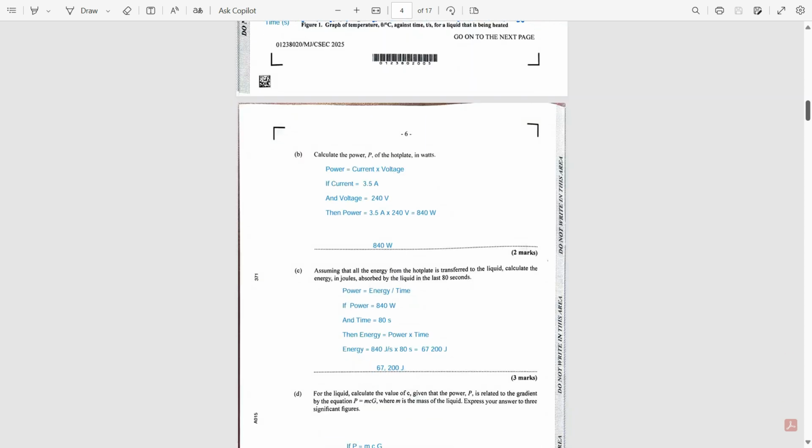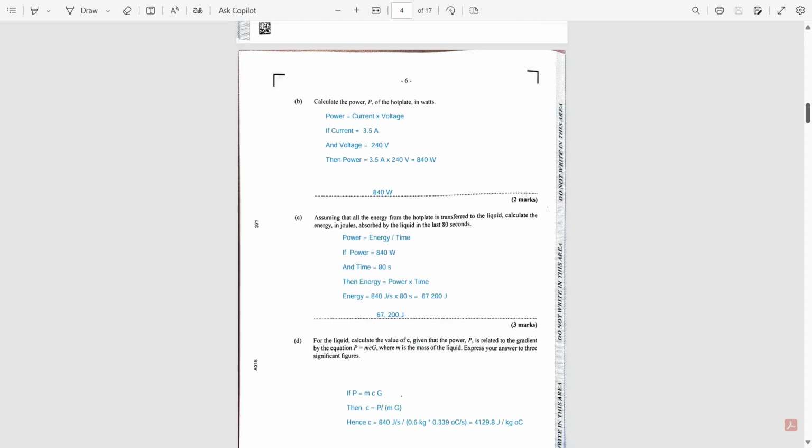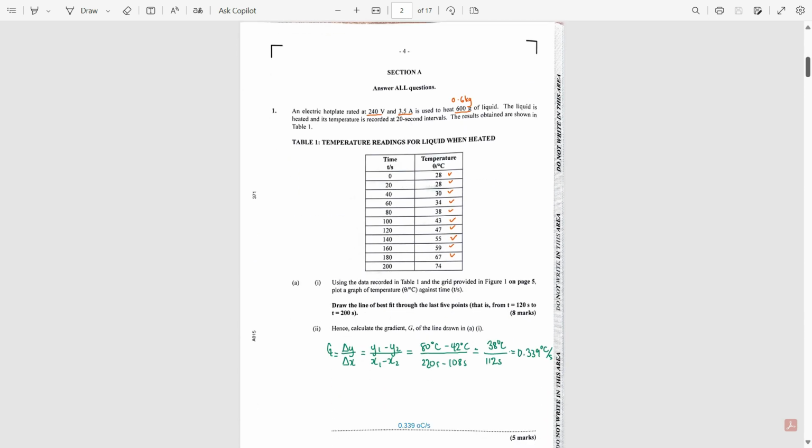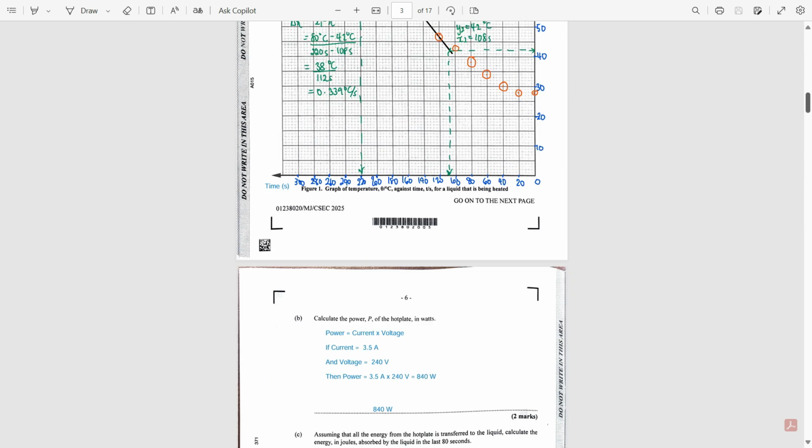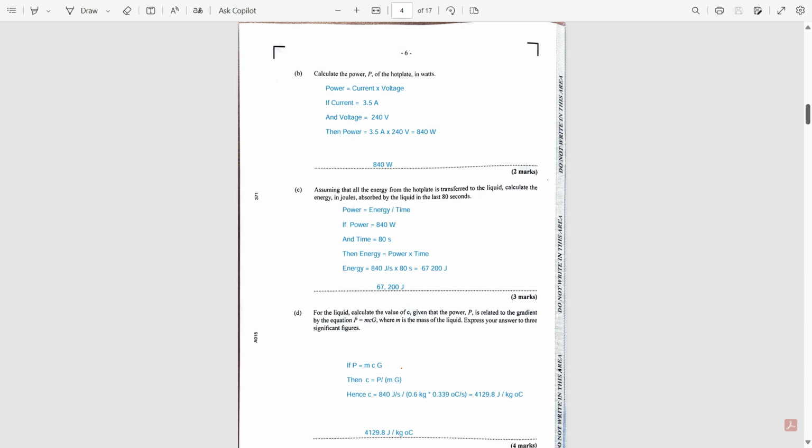Okay, now that that was done, we were supposed to use the information given in the excerpt of question 1. So that's why I underlined everything that they gave us. They gave us 240 volts, 3.5 amps, and the mass of the liquid. And down here it says, calculate the power of the hot plate in watts. So power equals current times voltage, P equals IV. If current is 3.5 amps and voltage is 240, just multiply the 2, we get 840 watts.